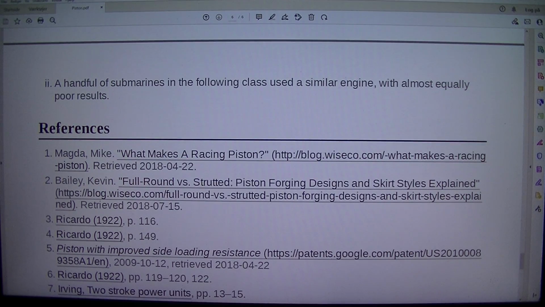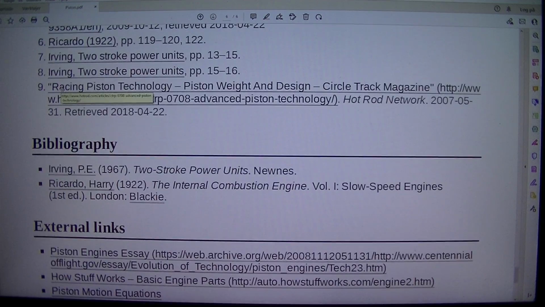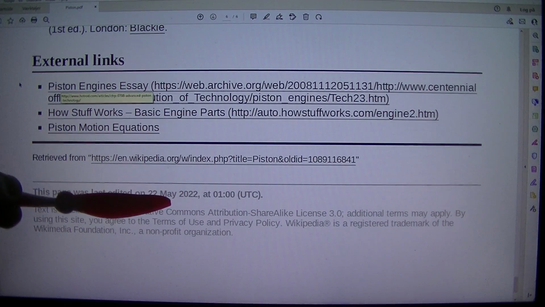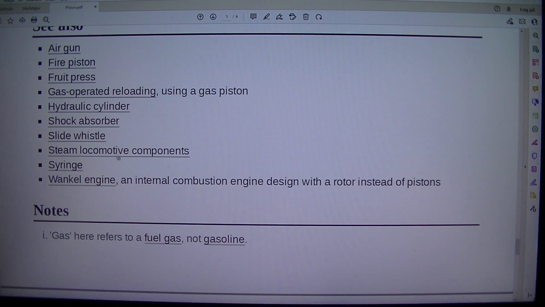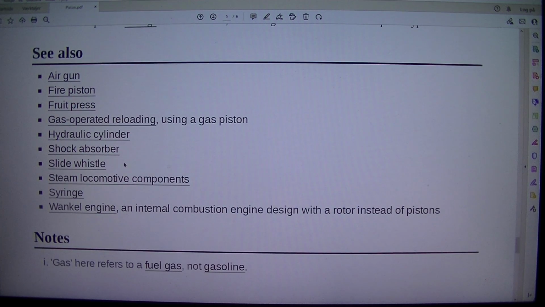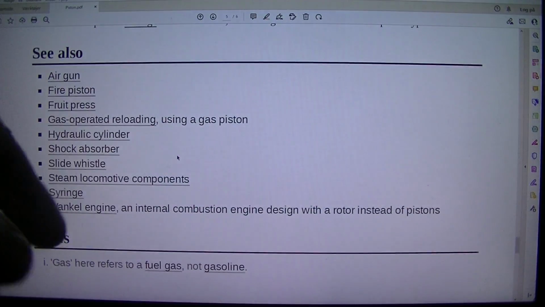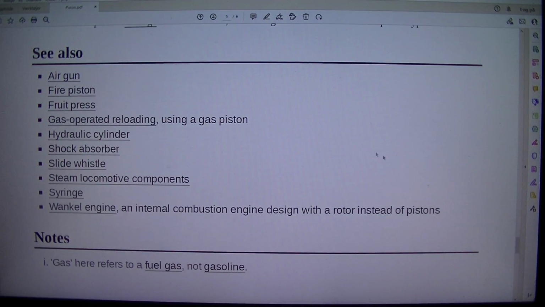Good, I did it. There are a few more I'd like to read, but let's scroll down to the end of the document. Last edit 22 May. Now I'd like to read about steam locomotive components, maybe Wankel engines. I think that's used on some airplanes. There's some round engine like this. Yes, so we have to search this.